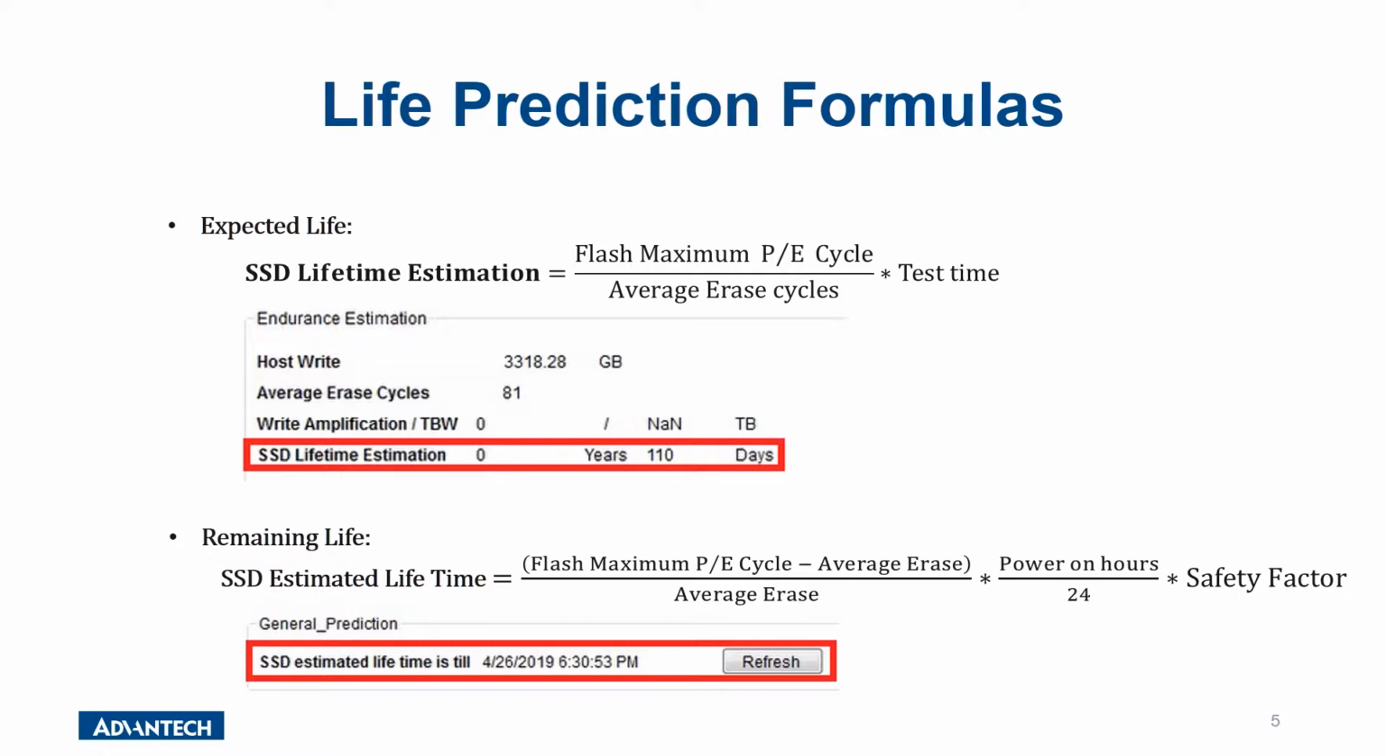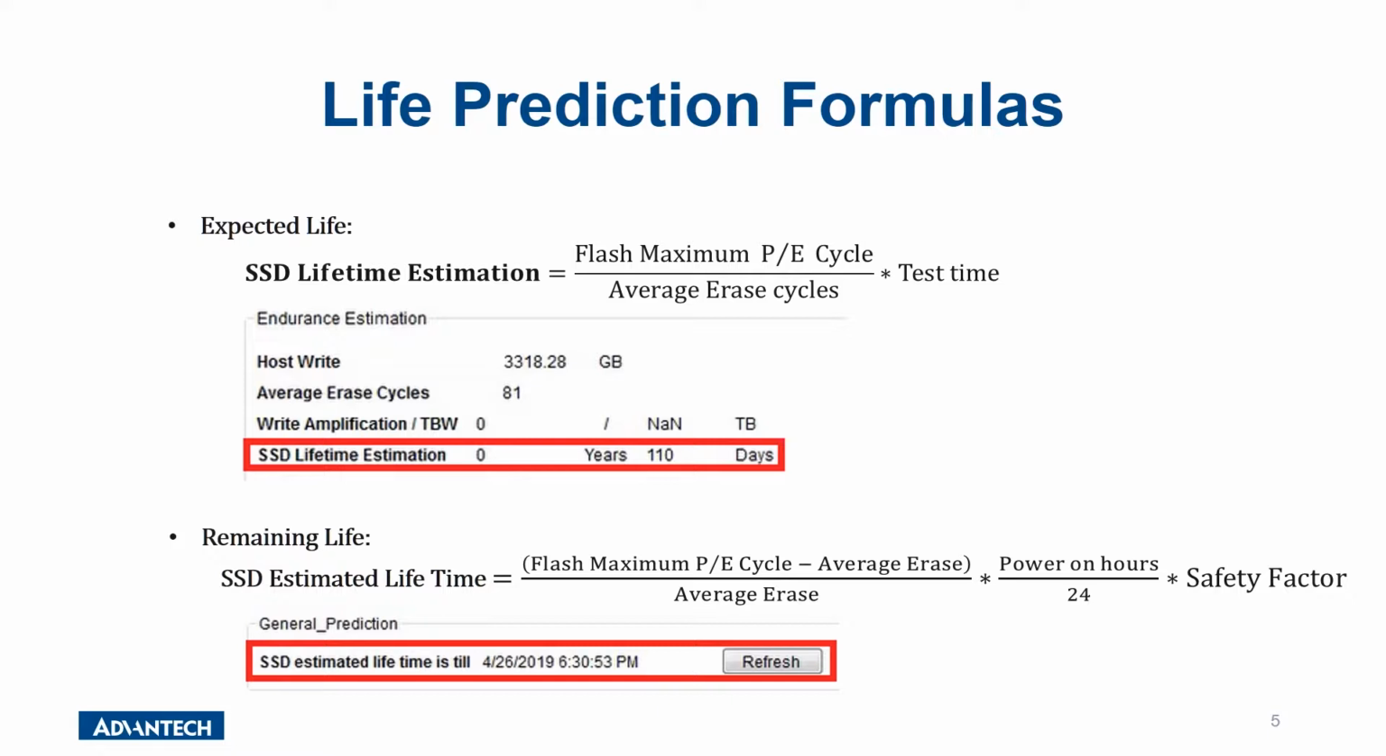And we have the average erase cycles, which is the number of times the drive has been written to its full capacity during this test, and of course the test time. And for remaining life, this is the SSD estimated lifetime. This will give an estimation of when the SSD could go bad given the current and previous usage.